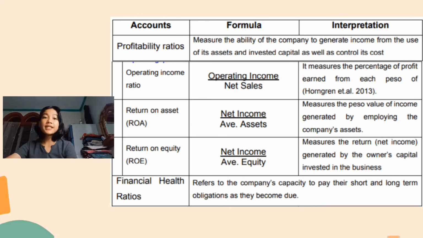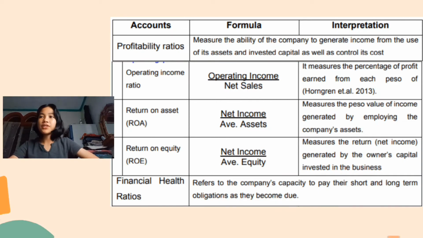Next is return on asset or ROA. So we can calculate this by dividing net income by the average assets. ROA measures the passive value of income generated by employing the company's assets. So this also refers to a financial ratio that indicates how profitable a company is in relation to its total assets.